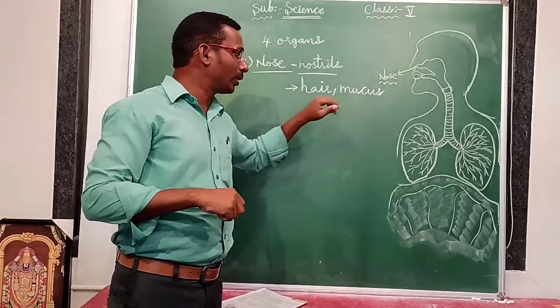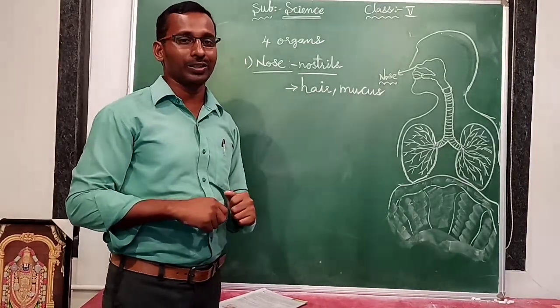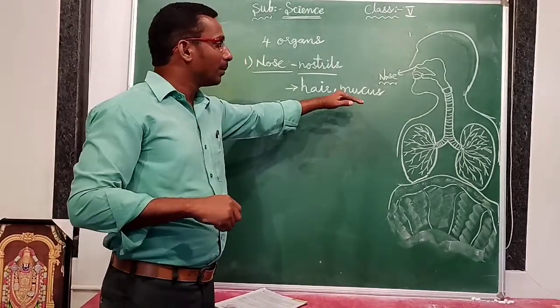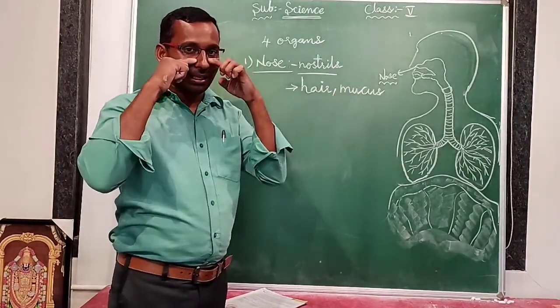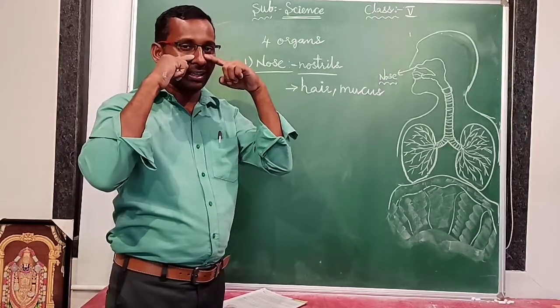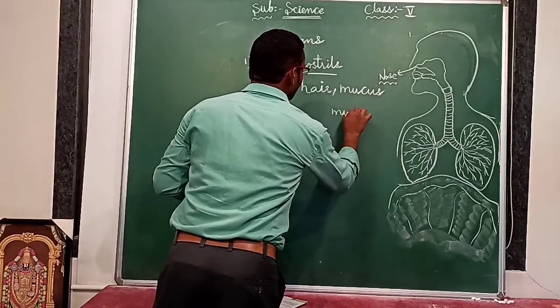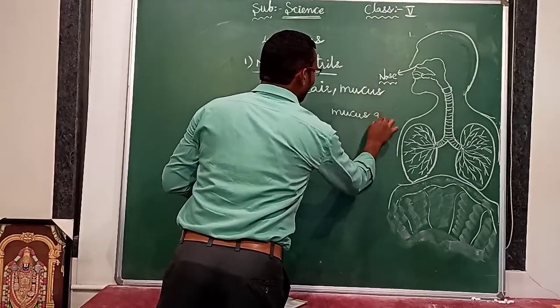In the same way, mucus is also there. Mucus is produced in our nose. How is it produced? Mucus glands are there. Here, above the nose, we have mucus glands. What are they? Mucus glands are there.